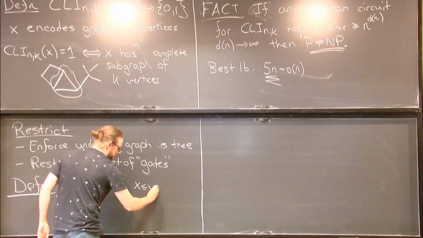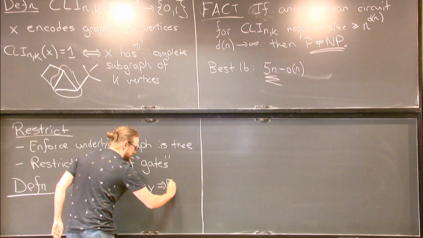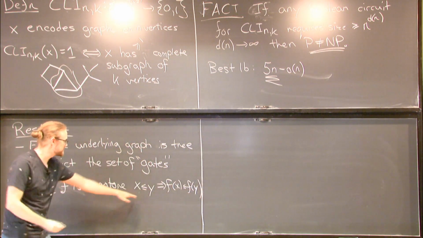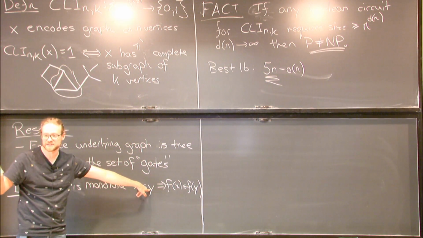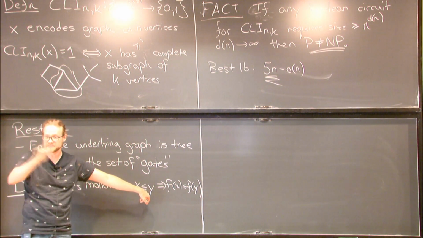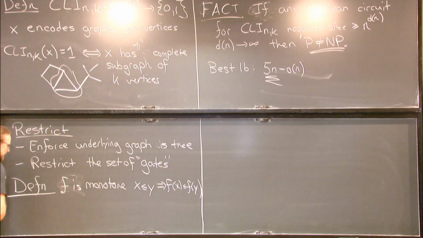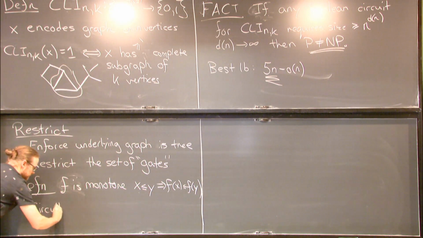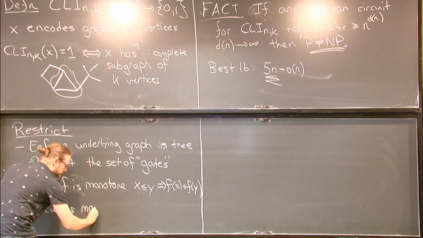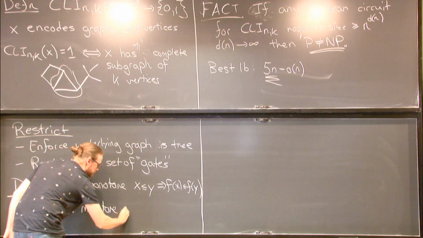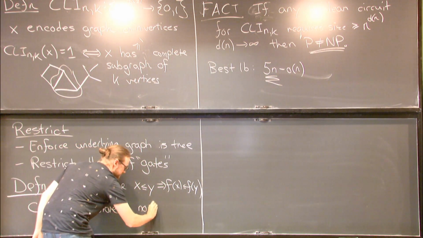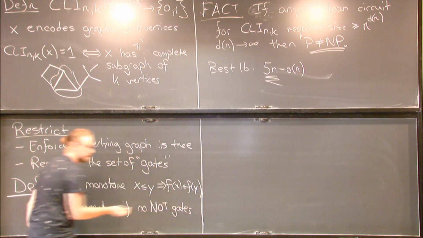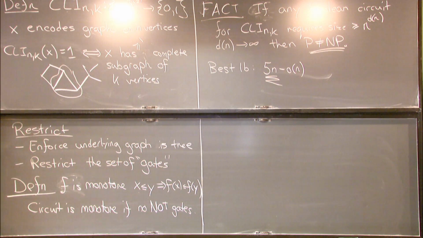Here's a definition which everyone knows, but I'll just write it down for posterity. f is monotone if whenever x is less than y, f of x is less than or equal to f of y. Okay, and x and y are strings of bits, so think of the inequalities as being bitwise. And we'll say the circuit is monotone if it has no NOT gates. Okay, so only AND and OR.